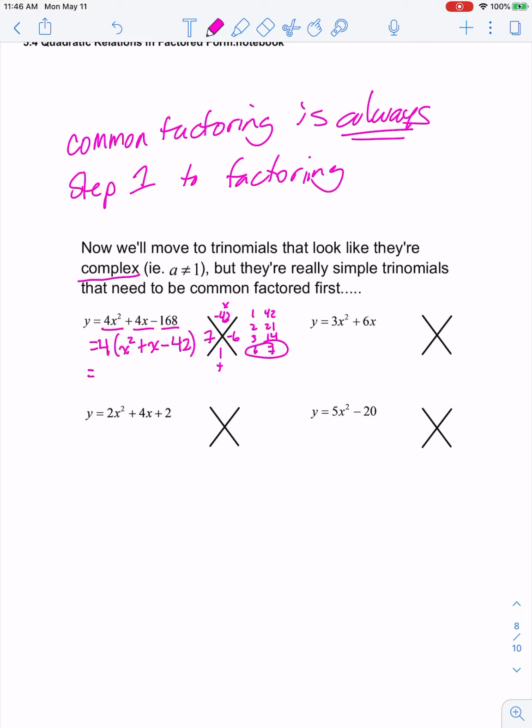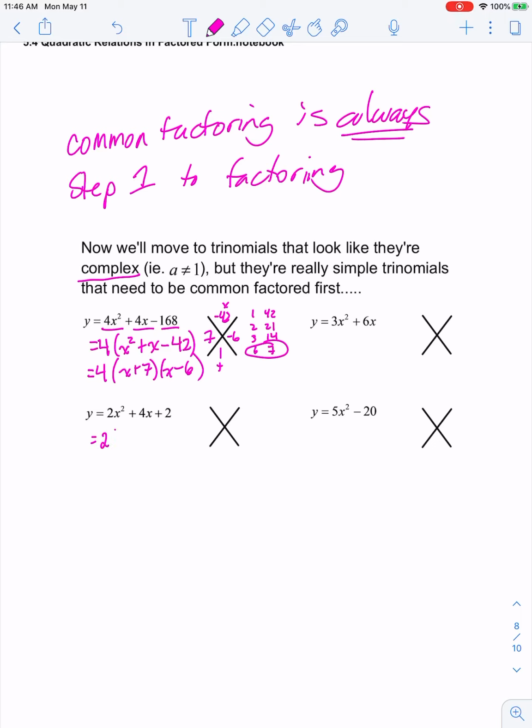Okay, so our numbers are positive 7 and negative 6. They add to give me 1, and they multiply to give me negative 42. So that's going to be 4 times (x plus 7)(x minus 6). All right, try the next 3 on your own, see how you do, and then I will come back and you'll see the answers.